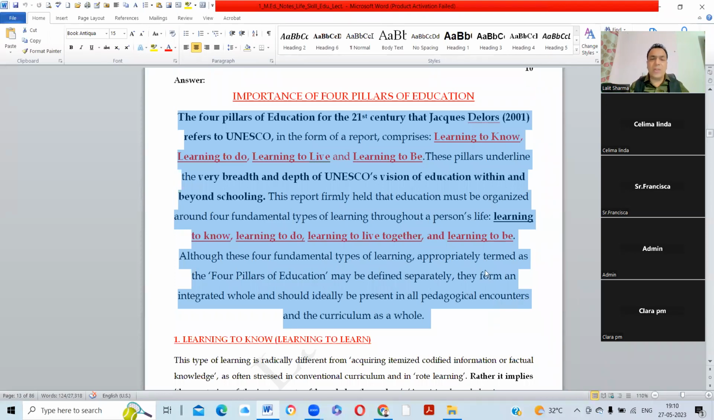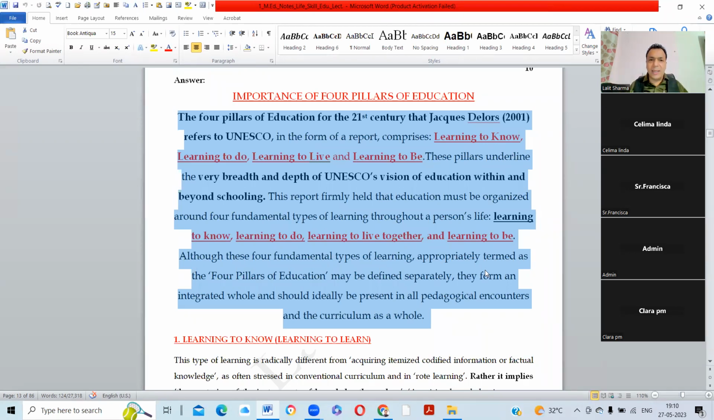The four pillars of education for the 21st century were given by Jacques Delors. I told you, it was given by Delors. Sometimes the question comes, discuss Delors' four pillars of education. Delors' 2001 report to UNESCO. What are these four pillars of education? They comprise learning to know, learning to do, learning to live, learning to be.